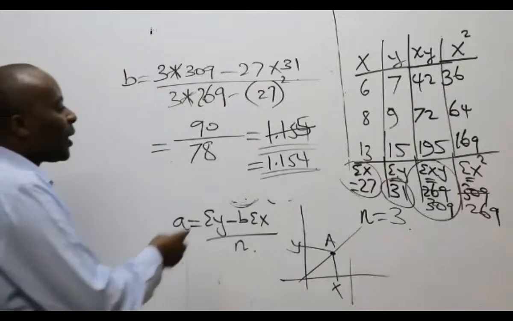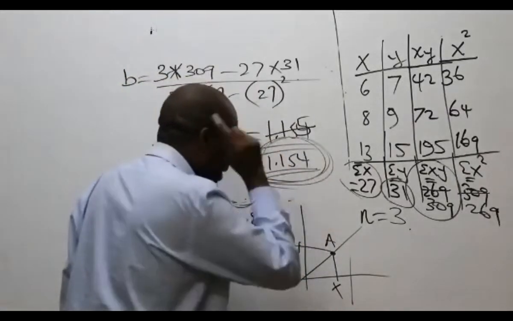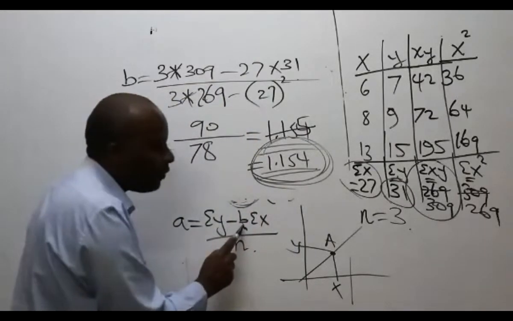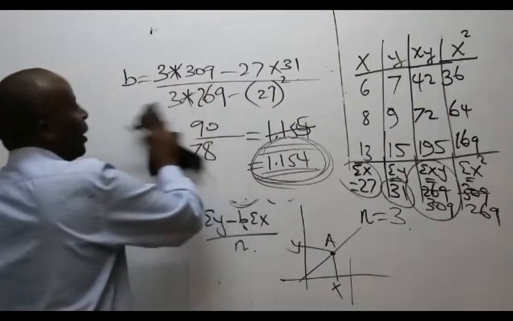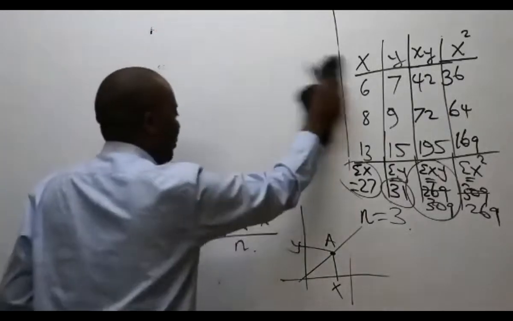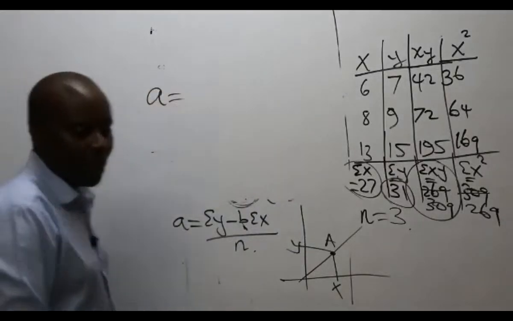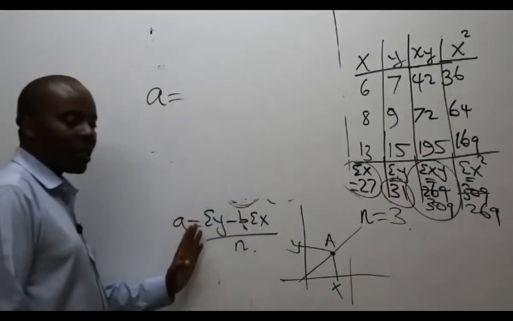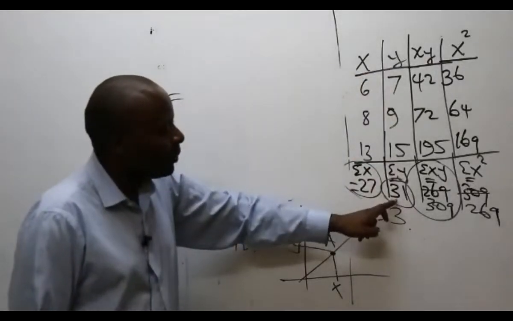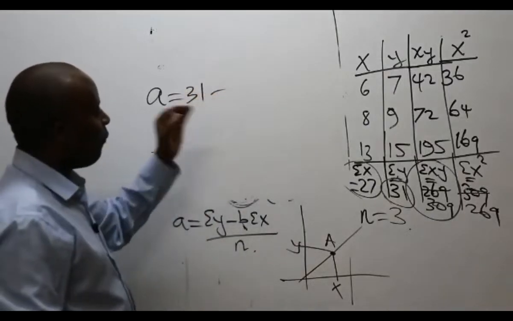Ladies and gentlemen, this figure here will be stored somewhere at the back of my mind because I need it. While calculating A, I need the value of B. So this figure, I have to write it permanently somewhere at the back of my mind. So please give me the value of A. To get A, we are taking summation of Y, which is 31 minus the value of B that we got.